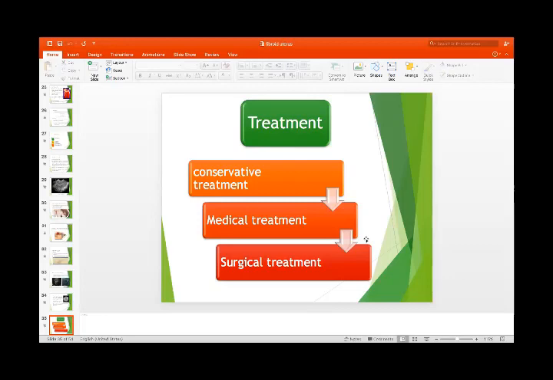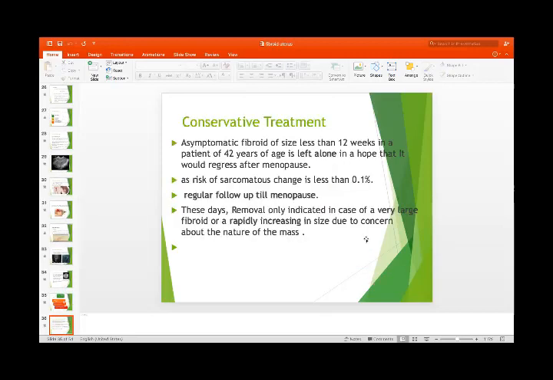Now, how will you treat? How will you manage a patient with fibroid? It can be conservative, medical, or surgical treatment. Conservative, when will it be conservative? Obviously, when the fibroid is small and asymptomatic, with no symptoms, and it is an incidental finding, then you can manage conservatively. In conservative management, you will only observe and follow with ultrasound and symptomatology.